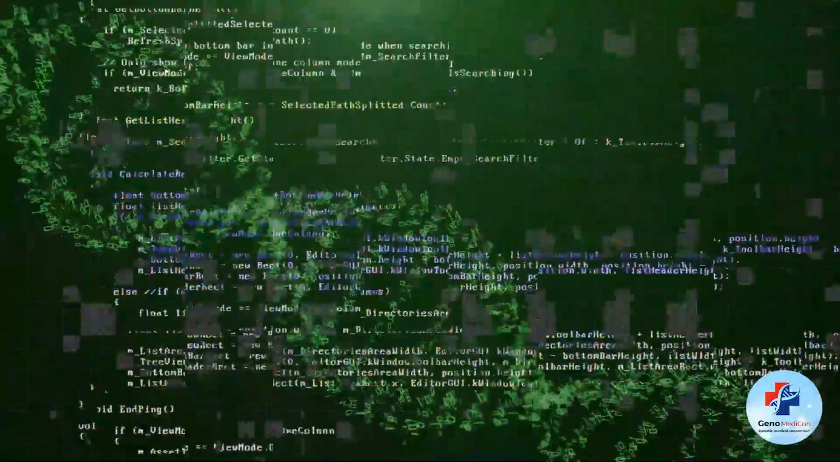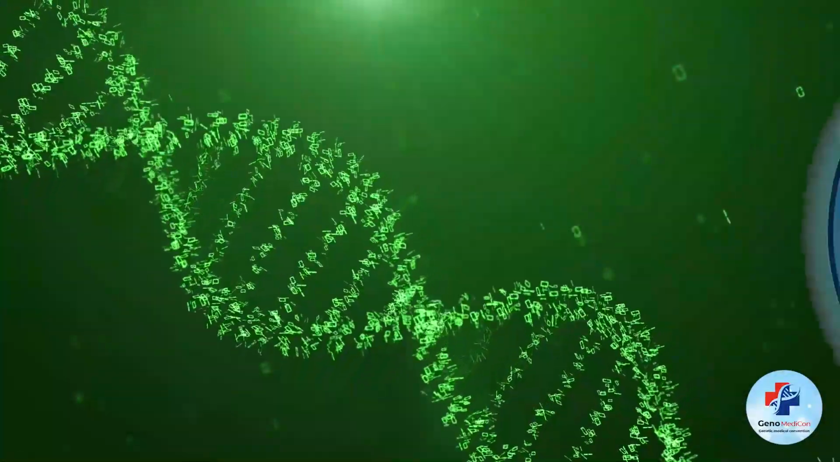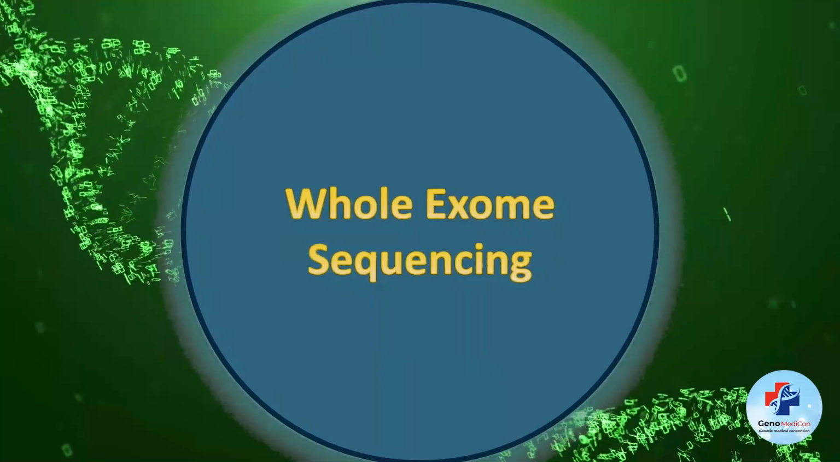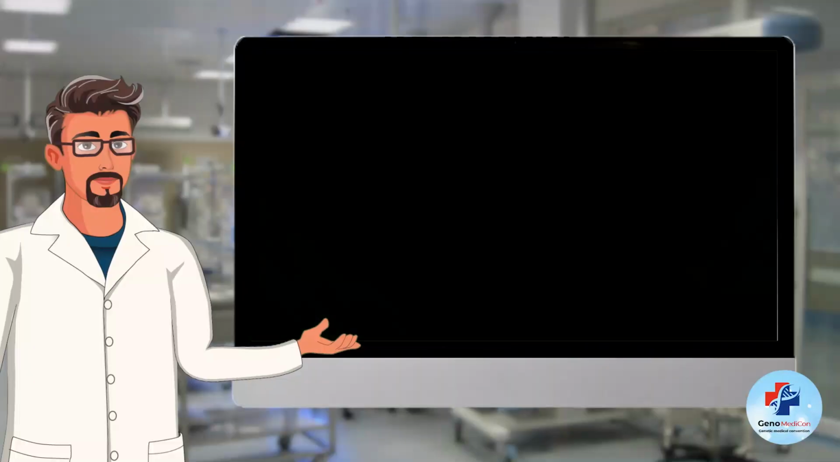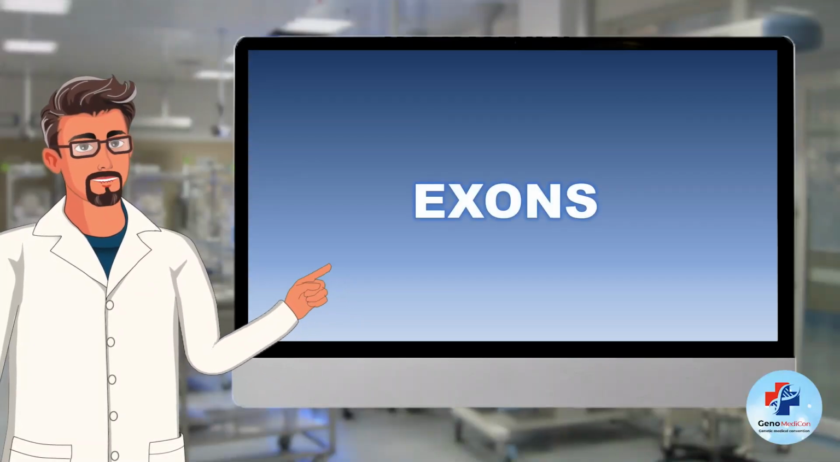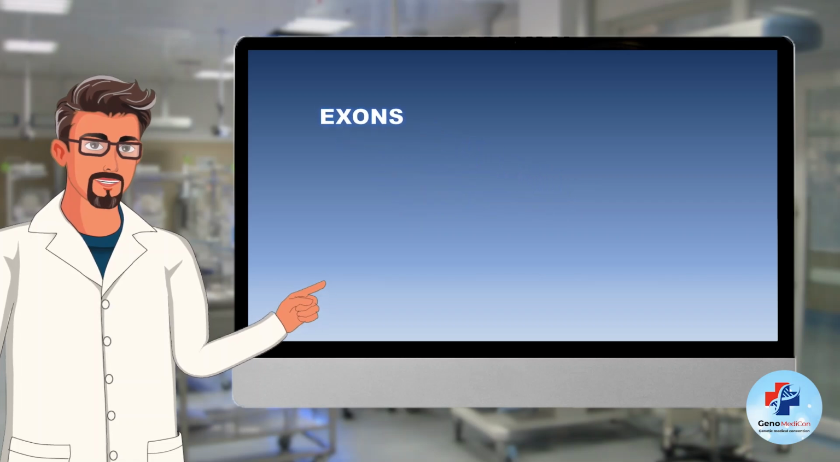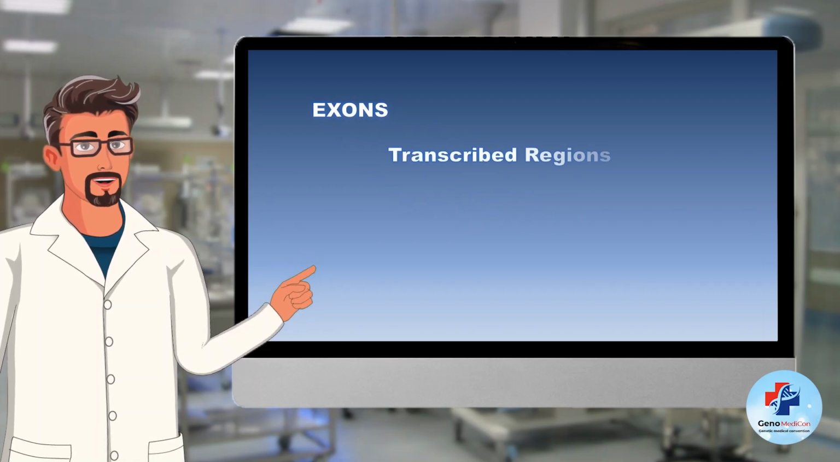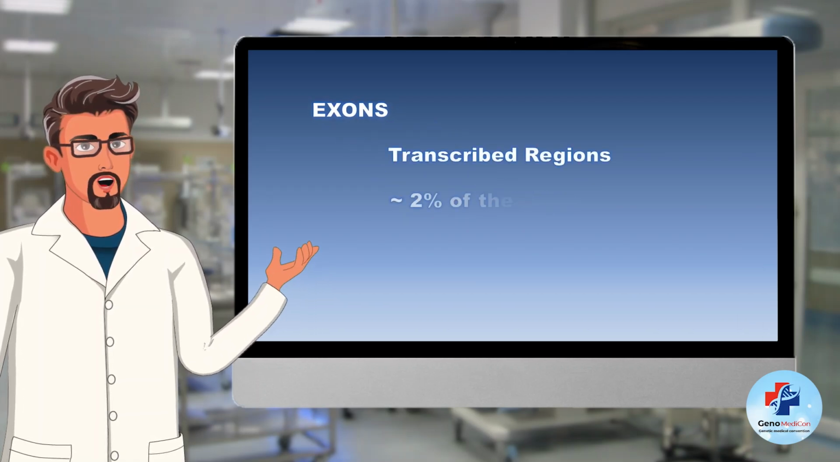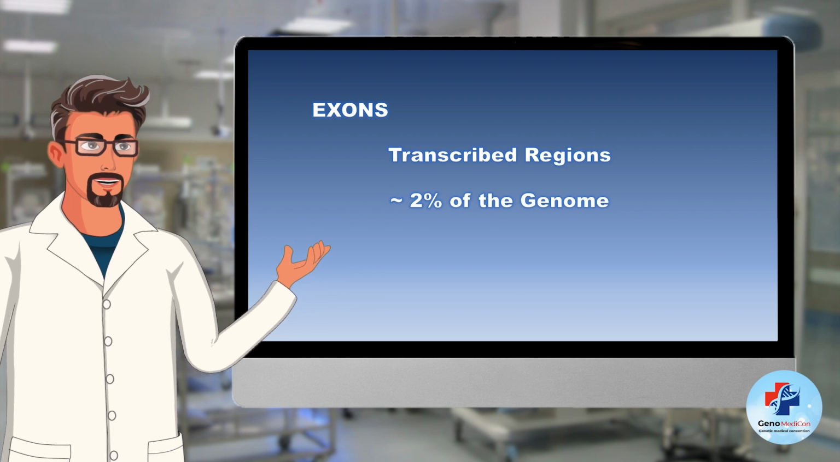For basic clinical applications, whole exome sequencing is a more cost-effective approach. In this method, only exons, which are the DNA sequences that are transcribed into mRNA, are analyzed. These sequences only make up about 2% of the human DNA.